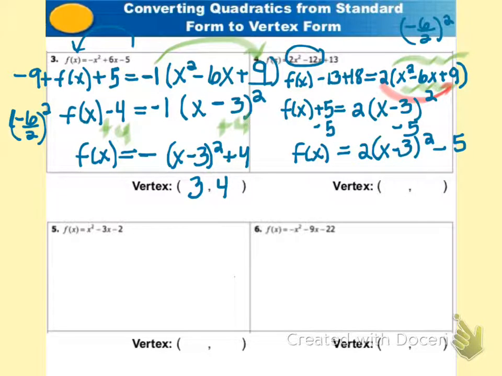And again, we have it now in vertex form. We can see this is a vertical stretch of factor 2, slide 3 units right and 5 units down, putting the vertex at 3, negative 5.